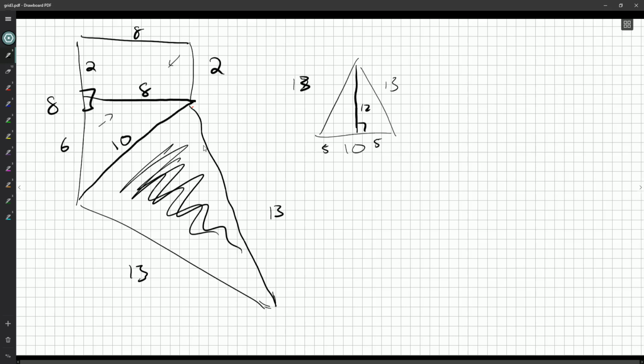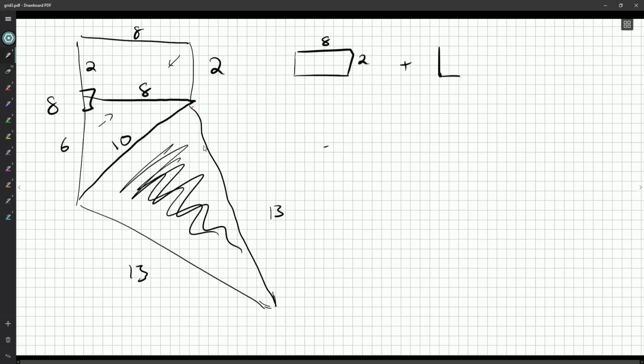Alternatively, as I mentioned, triangles do have a formula just in terms of their side lengths to figure out area, and you could absolutely use that. It's not a written contest. But the area that we want is going to be one rectangle that's 8 by 2, plus the area of one triangle with a base of 8 and a height of 6. It's a right angle, so that's going to be very easy to figure out. Plus an isosceles triangle with sides 13, 13, and 10.